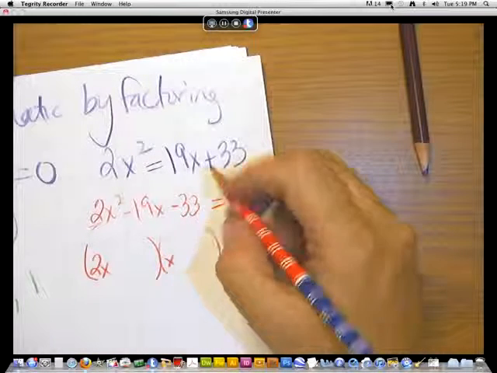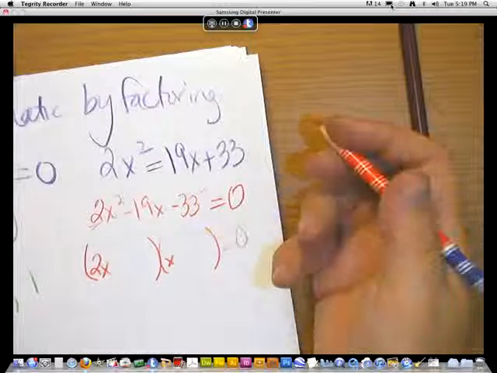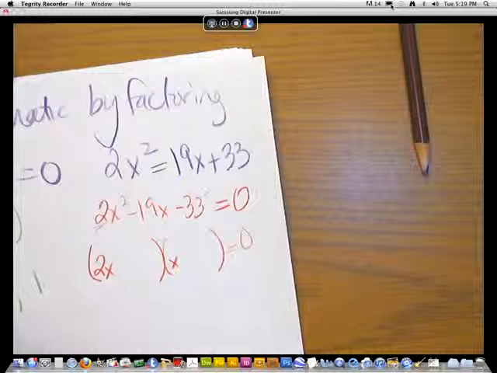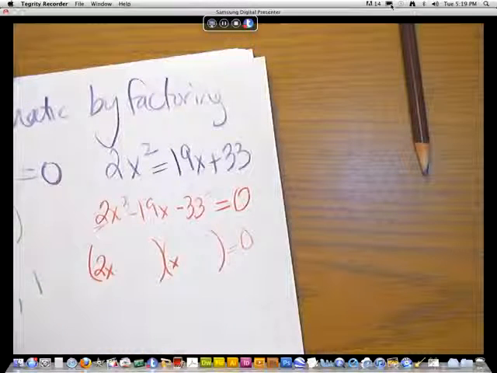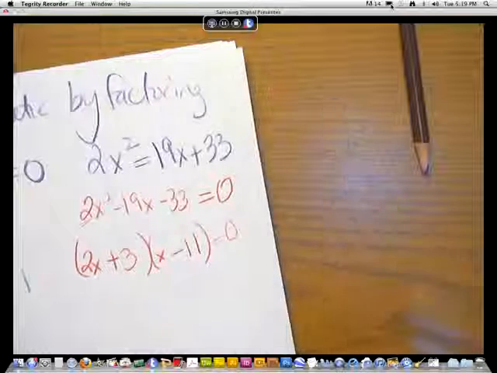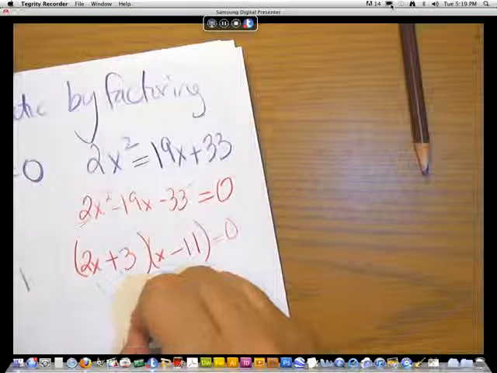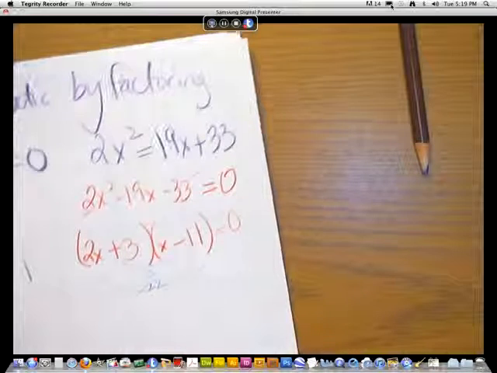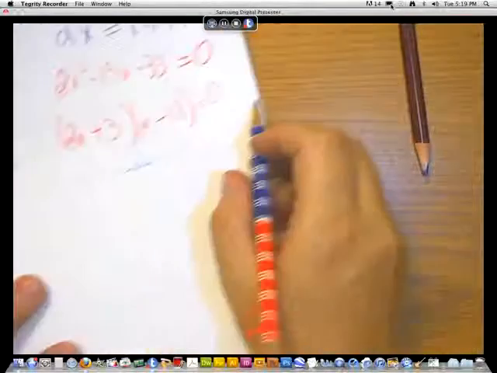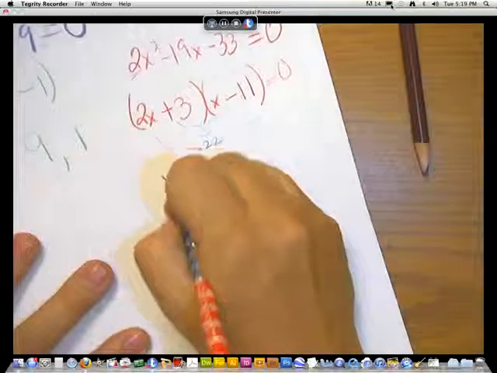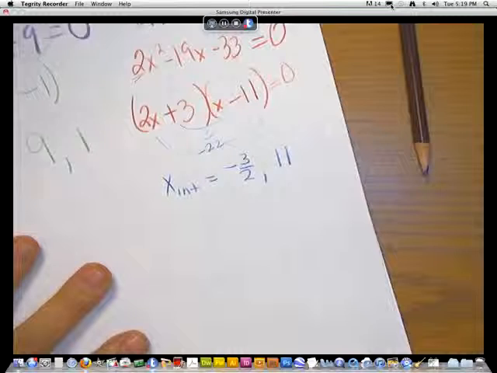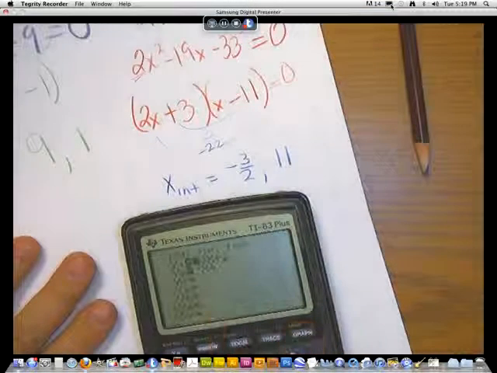Now, with the 33, you don't have too many options. You have 1 and 33, or you have 3 and 11. And you just got to trial and error it, see which ones work, and make sure that you check your inners and outers so that you get the 19 in the middle. So let's go with plus 3 minus 11, and again, just check it. Check to make sure. This is 3, this is minus 22. Yes, that is negative 19. So when I solve this, my x-intercepts are negative 3/2 and positive 11. All, again, can be verified on your calculator.